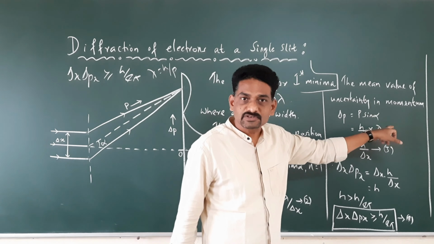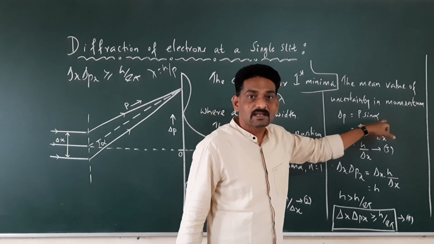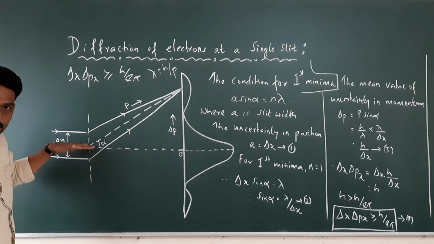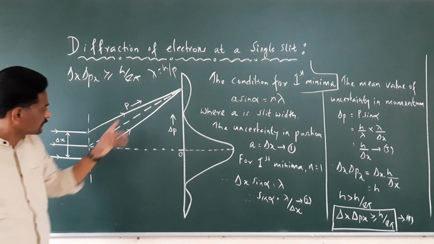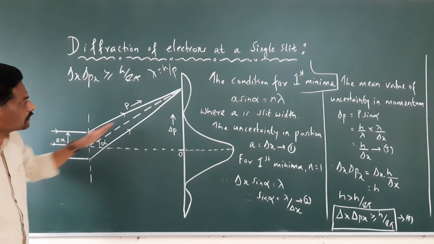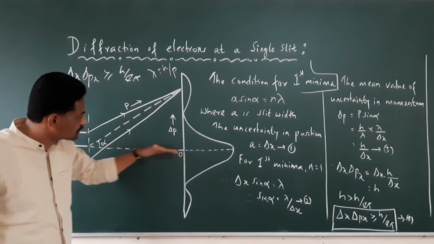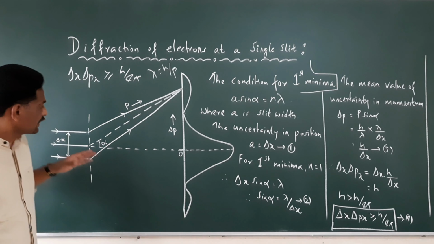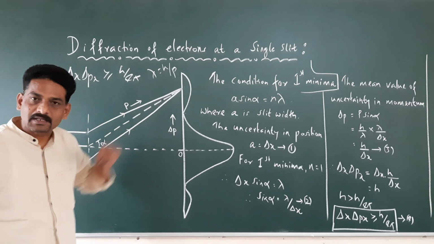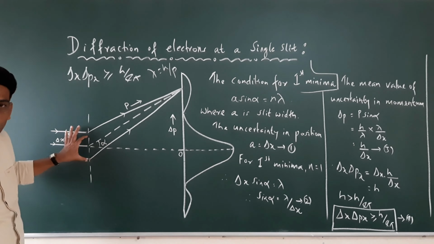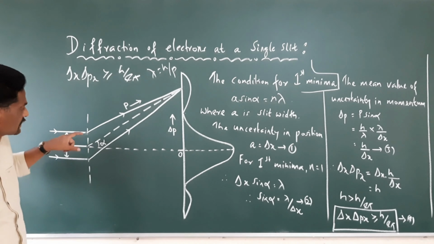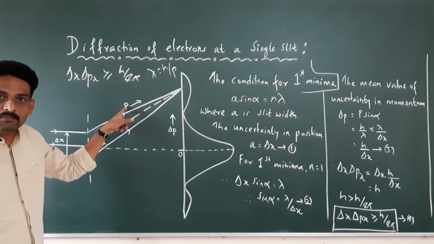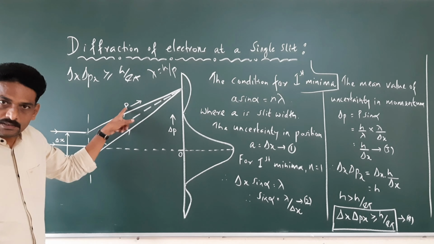Now, how did we get this equation, delta p equals p sin alpha? As you can see, the electron is entering here. The electron is diffracted at a particular angle. If there is no diffraction, it will travel straight like this and fall on the screen, right? So here the electron is traveling with a particular momentum. We are taking a small window and two rays. This is one ray and this is the other ray, traveling with a particular momentum called p, right?